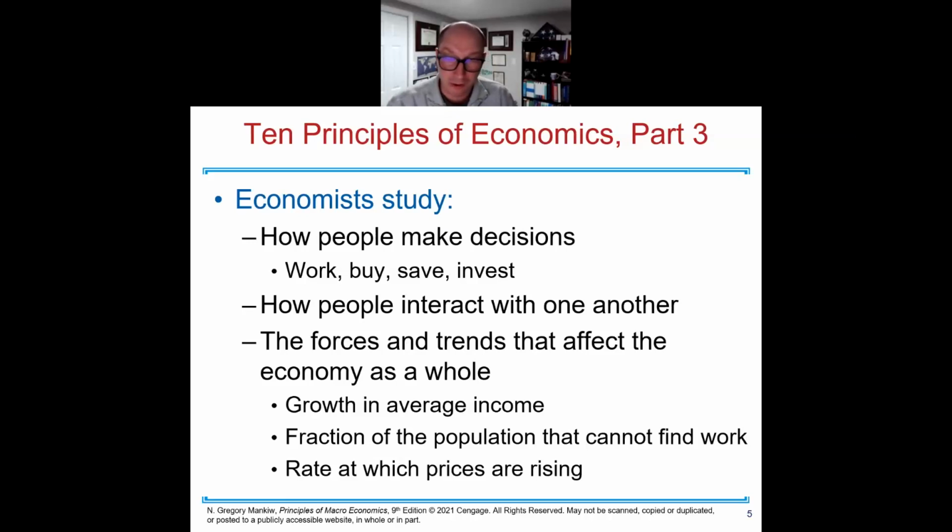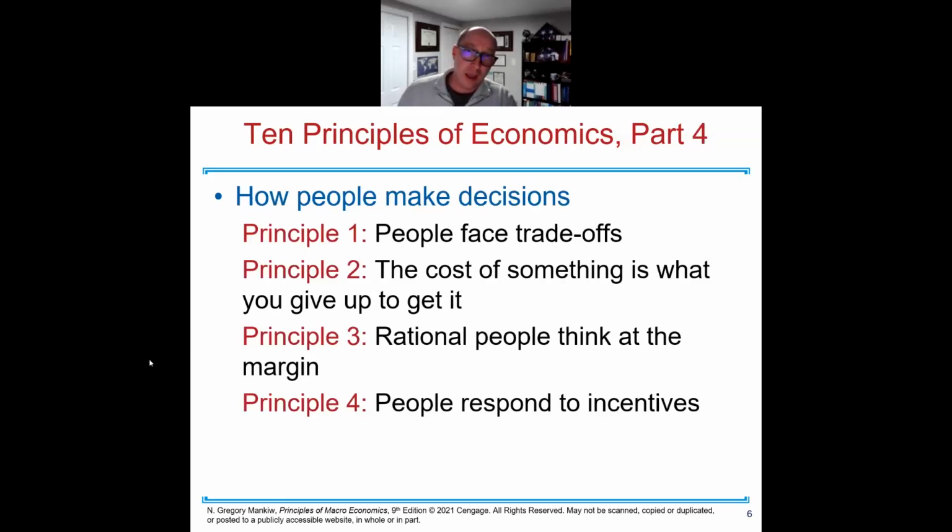Economists look at the way people interact with each other, and they really look at forces at play. Average growth, population factors, people that can't find work, interest rates, inflation rates, etc. All these details are things that economists study. And we look at how people make decisions in economics. There's a couple of principles that we look at when it comes to how people make decisions. And there's 4 of them.